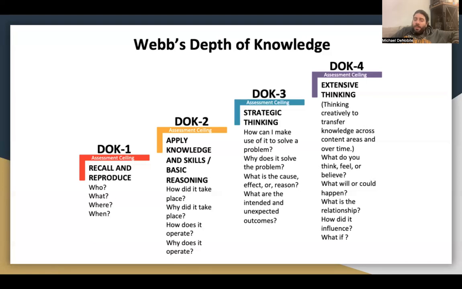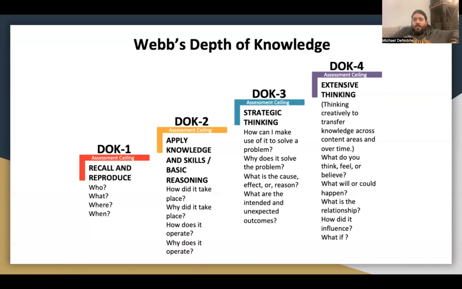DOK3 is when we start seeing really deep critical thinking skills. How can I make use of it to solve a problem? Why does it solve the problem? What is the cause, effect, or reason? What are the intended and unexpected outcomes? Level 3 is really where you start digging deep in their depth of knowledge.